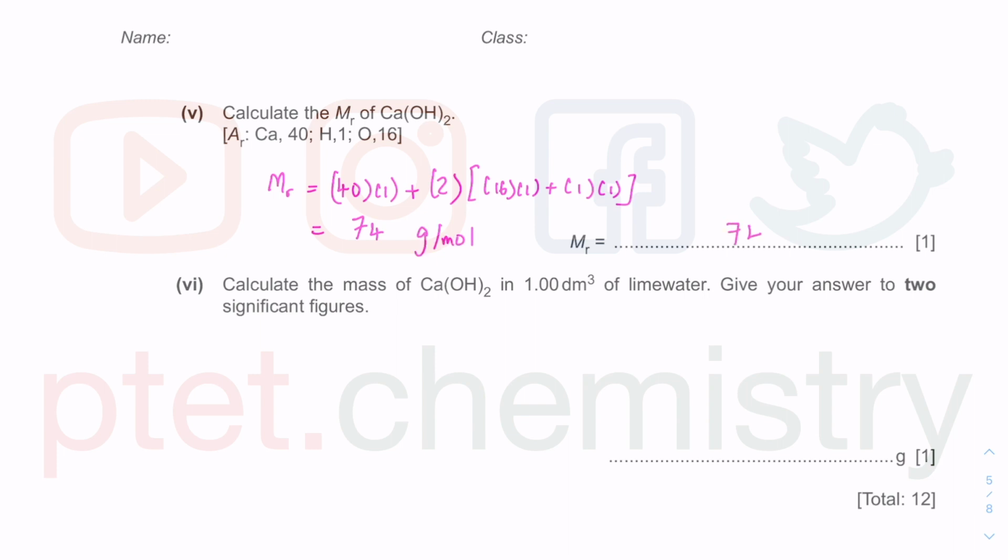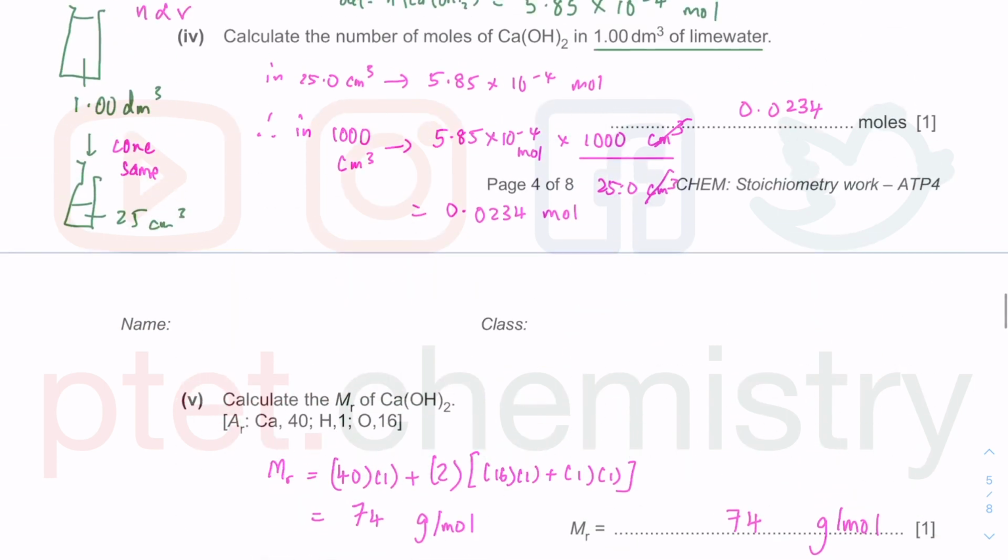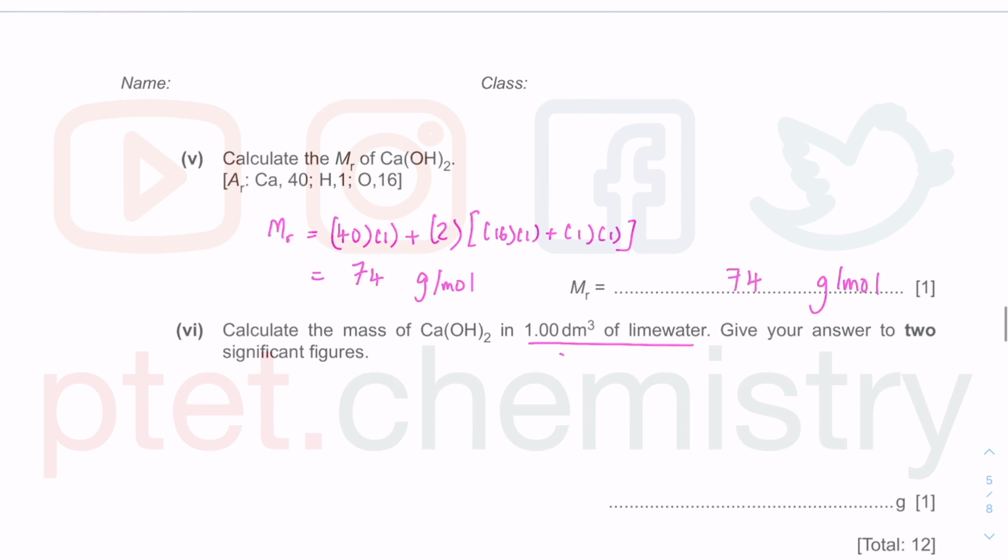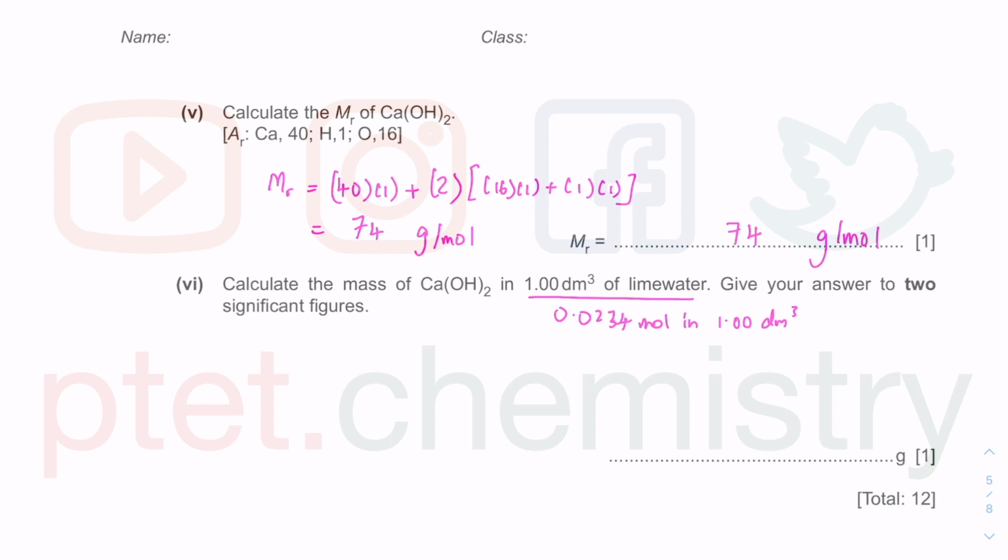I don't think they'll penalize you if you don't have the unit, but this is defined as the mass for 1 mole of the substance. Mr is the mass for 1 mole of the substance. Last but not least, I know the mole in 1 dm cube from the previous part: 0.0234 mole in 1.00 dm cube. I know I have this mass in 1 mole of it. So what do I need? You want your final answer to 2 significant figures.